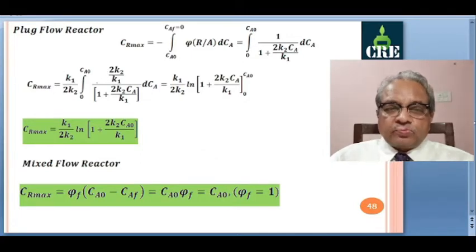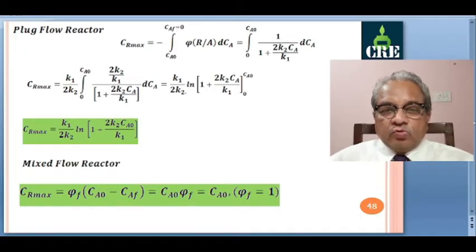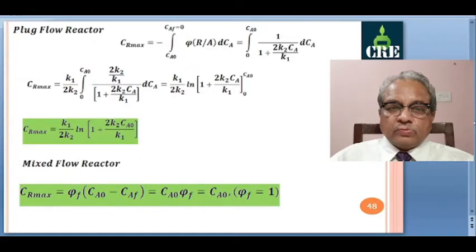So what I have to do is take out this K1 by 2K2 as common, which is outside. So I have multiplied and divided by this value. Now the numerator is the same as the derivative of the denominator. K1 by 2K2 is constant, so we have taken it outside. So we get K1 by 2K2 into ln of 1 plus 2K2 by K1 Ca from 0 to Ca0.